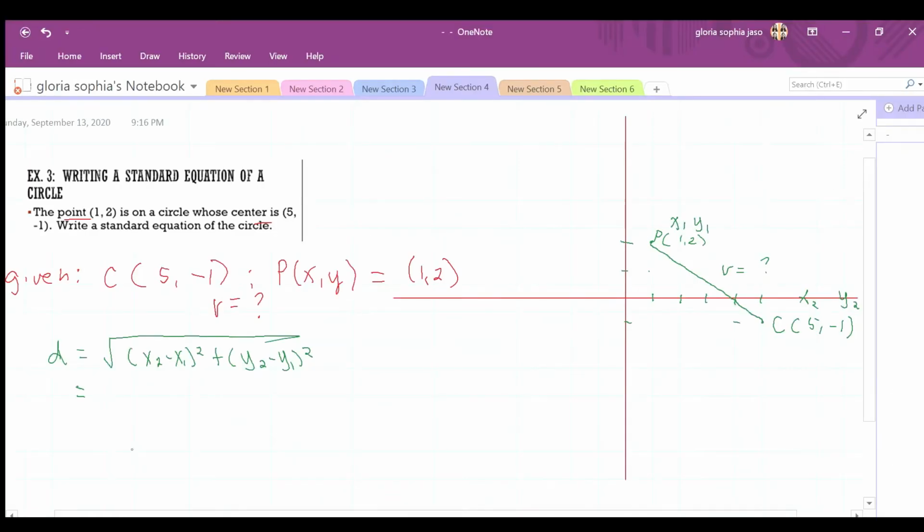We are now in our example 3. So, for example 3, let's read the problem. The point 1, 2 is on the circle whose center is 5, -1. Write a standard equation of the circle. Yan. So, first, let's write the given. So, yung given na point is 1, 2.